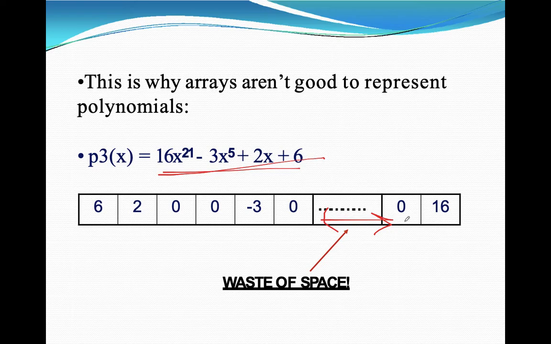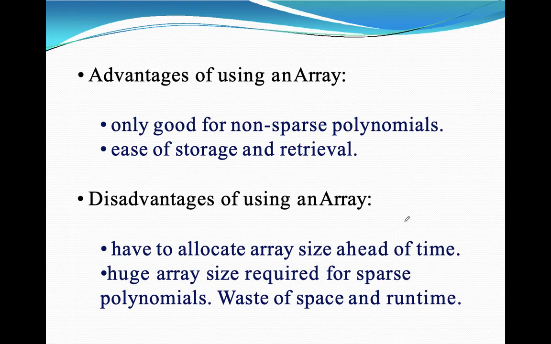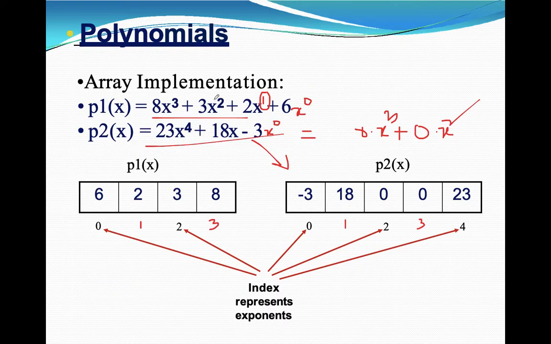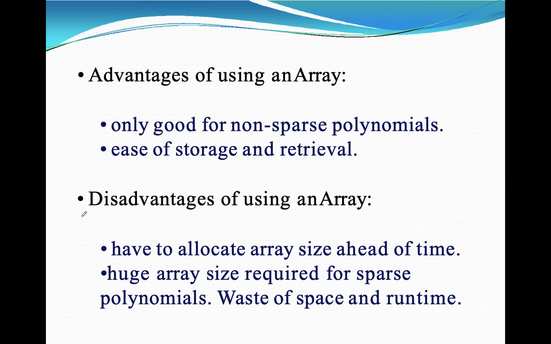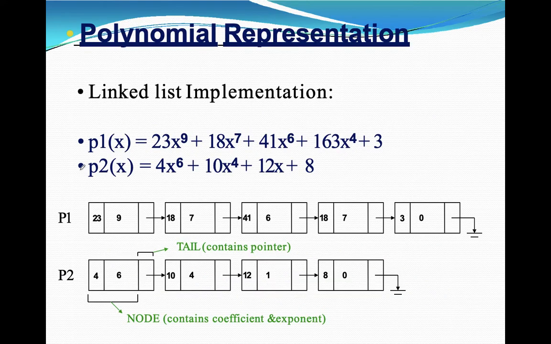Only good for non-sparse polynomial, means if it is a continuous polynomial then it is fine to use an array. Otherwise it is not good. So now you can easily represent using the linked list.